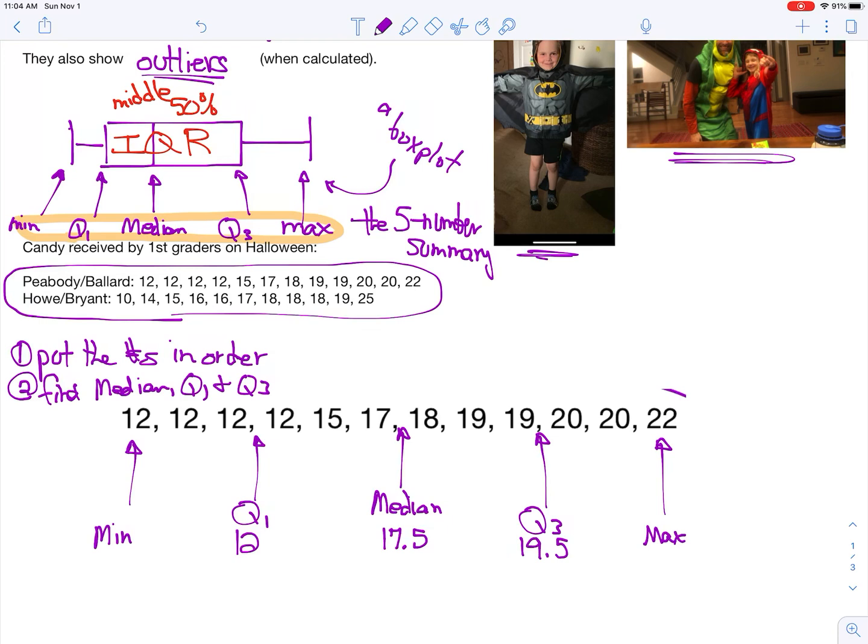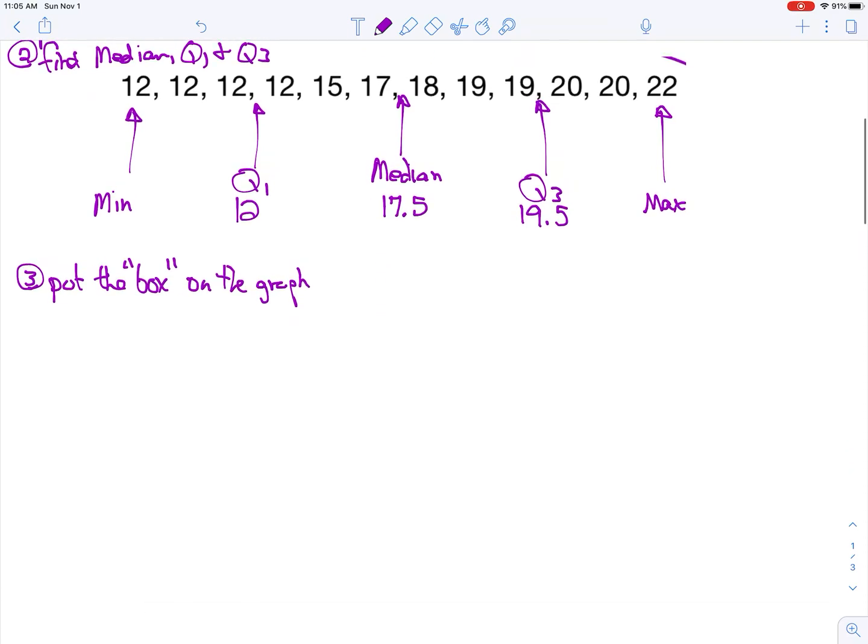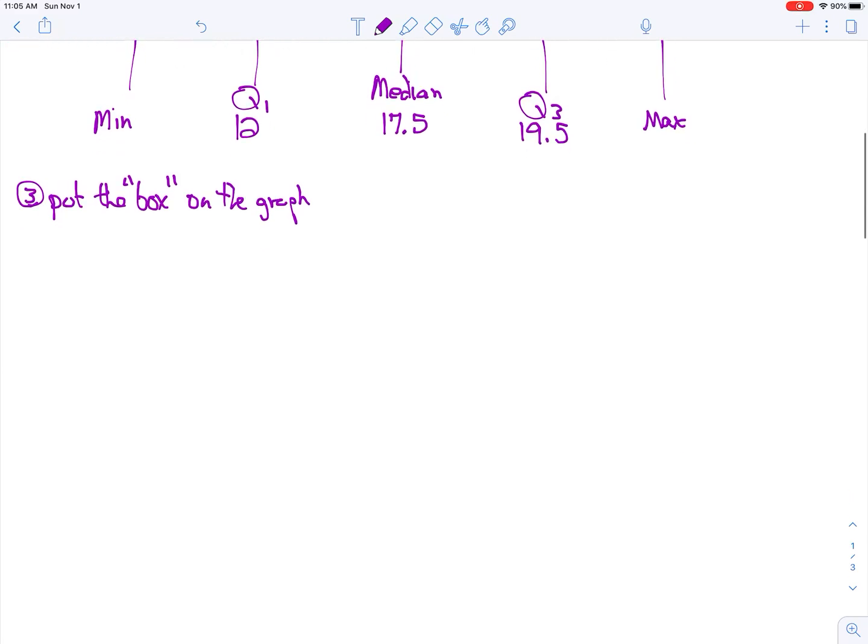Okay, all right, so step 3, let's put the box on the graph. As I'm looking ahead, I see that we're going to stack these bar graphs. We're going to do both Peabody and Howe's, and it looks like the min for both of them is 10 and the max is 25, so I need to increment my graph so that it will go to both of them. Let's see, how about I put it right here?